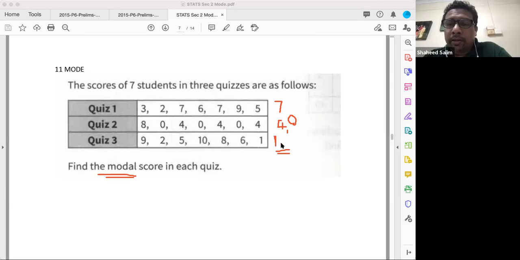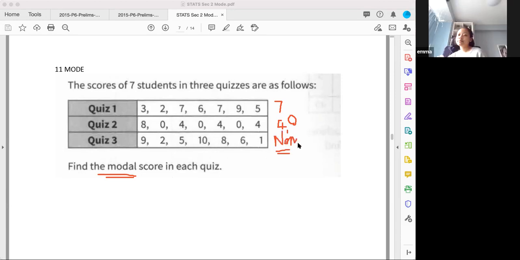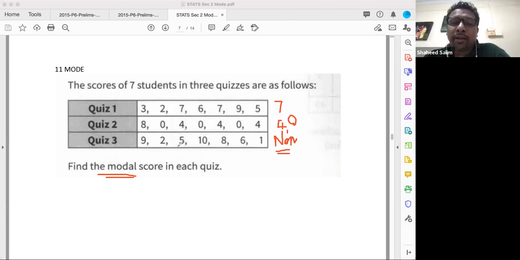Down here, none. Why? Each one is once only, occurring once. So 0 and 4 occur the most down here for quiz 2. 7 occurs most. Okay, so we move on to the next one.